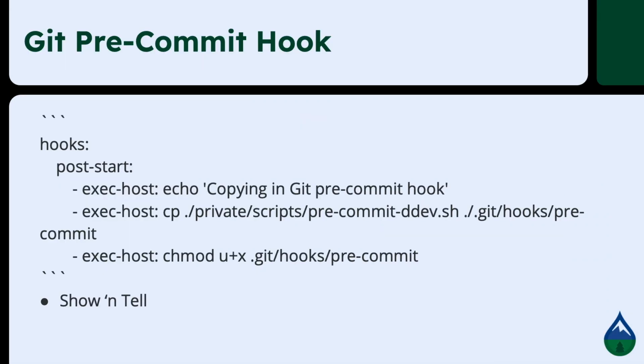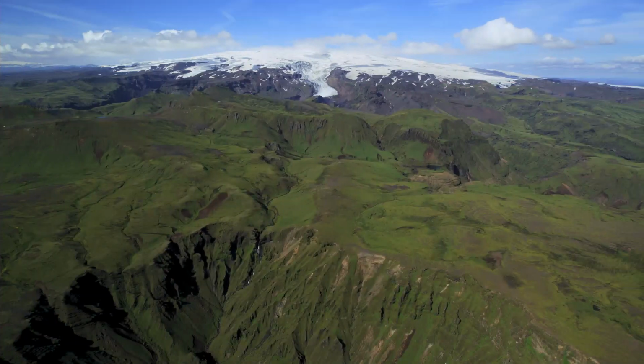So this is just the git pre-commit hook. In your ddev config file, you can add this hook. So after starting, copying in that script, and that's all it is, I'm pulling it out of the script directory, putting it into my git hooks pre-commit file, and then just setting the correct flags on it. And I already showed you that, so I don't need to do that again.